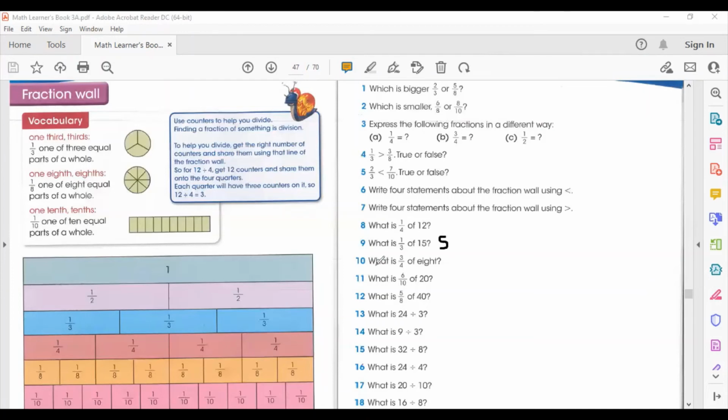What is 3 by 4 of 8? Here up, not 1. So 8 multiplied by 3. First need to multiply because this multiply with up number. 8 multiplied by 3, 24. 24 divided by 4. So it's coming 6.